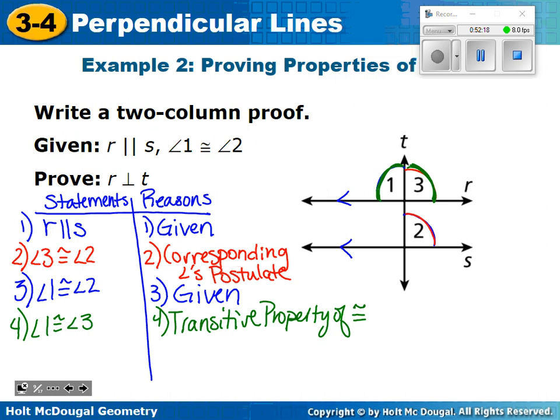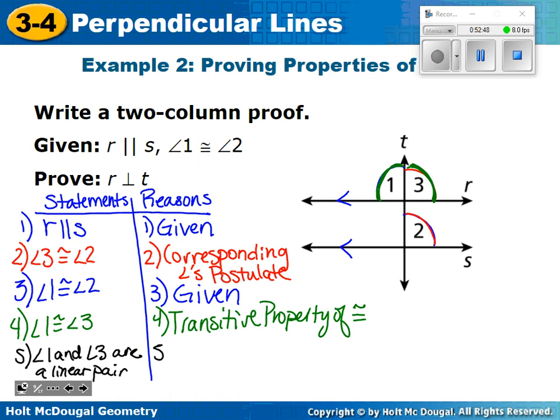They will be, but what are we trying to get? We're not trying to get that they're supplementary. What are we trying to get? We're trying to get that they're a linear pair and congruent, right? So we have they're congruent. Have we said that they're a linear pair? No. We need to state that before we can have our final conclusion. So we need to add into our proof number 5. Angle 1 and angle 3 are a linear pair.